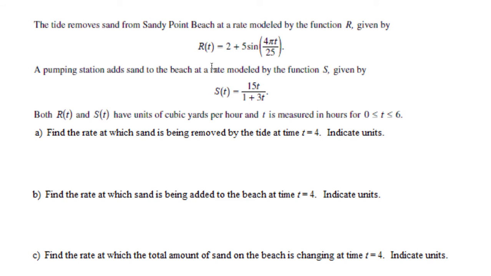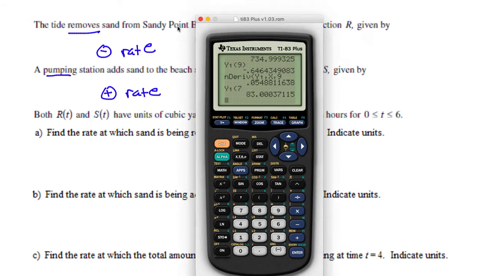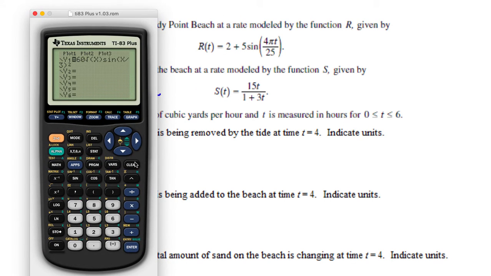We have a function that is removing sand. So if I see removes, that means it's a negative rate here. And pumping sand, so if I'm giving you sand, that's going to be a positive rate. So let's program both of these on our calculator immediately, knowing what they are. So my y equals, let's clear out of that. It's going to be 2 plus 5 sine of 4 pi t divided by 25. Again, you don't need to have any special parentheses.